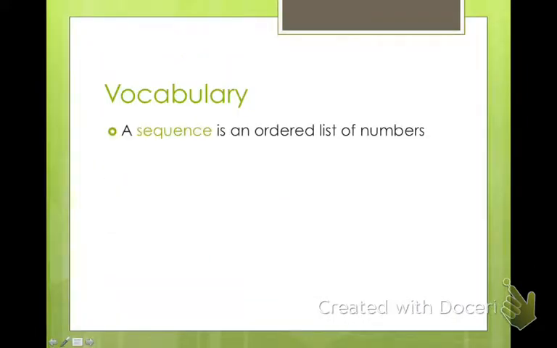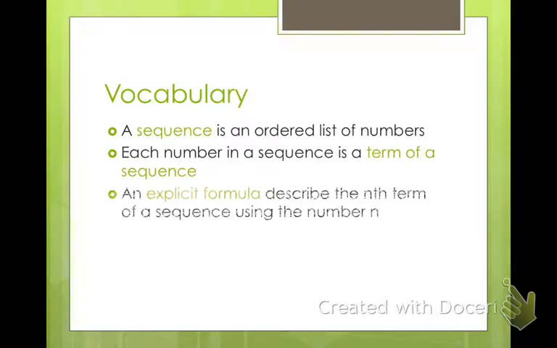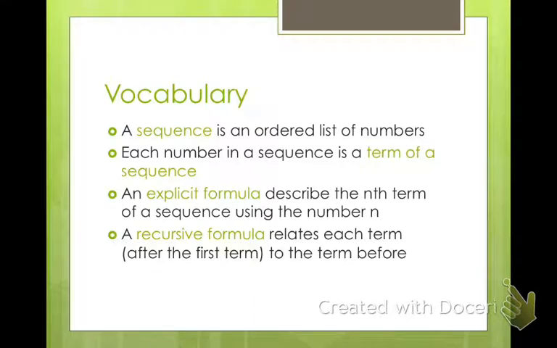So for our vocab, a sequence is an ordered list of numbers. So just any list of numbers is a sequence. Each number in a sequence is called a term of the sequence, so each number individually. An explicit formula describes the nth term of a sequence using the number n. So it's a formula to say this is how you find whatever term you want. And then a recursive formula relates each term after the first term to the term before it. So we're going to look at from term 4 to term 3, what happens, and term 7 to term 6, what happens there, until we can find a pattern.